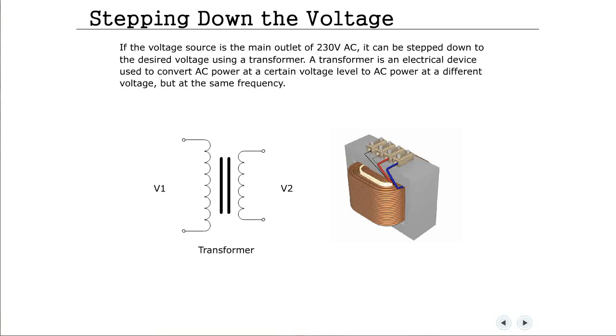If the voltage source is the mains 230-volt AC, it can be stepped down to the desired voltage using a transformer. A transformer is an electrical device used to convert AC power at a certain voltage level to AC power at a different voltage.